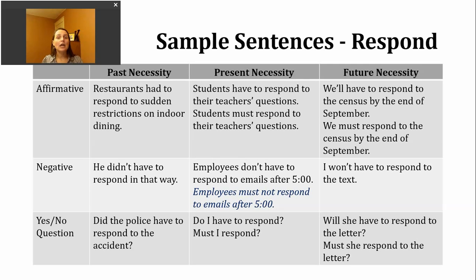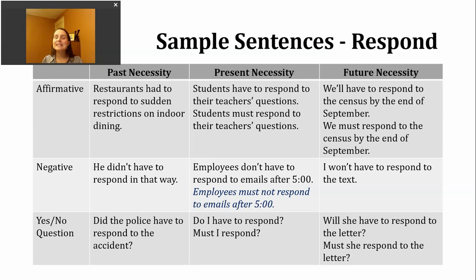Next, let's look at present necessity. Again, we're going to continue to use have to and the base verb. In the present tense, what's a little bit different is if our subject is singular, we'll use has to and then the base verb. So let's look at an example sentence. Students have to respond to their teacher's questions.